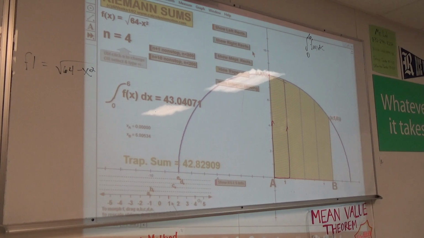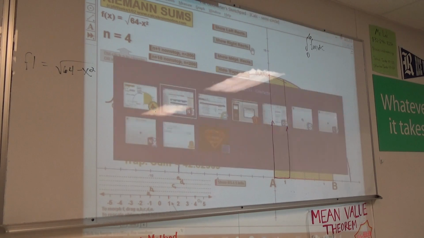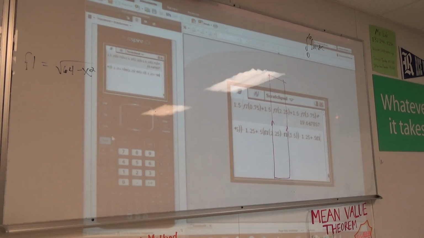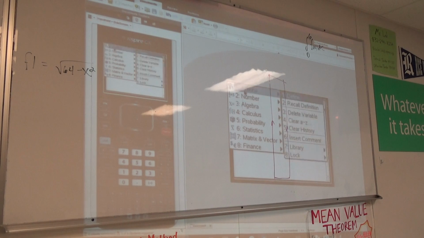And Rami, are you good with staying back there, or do you want me to rotate somebody else? It's the midpoint method. That's when there's an overestimate and an underestimate, and they cancel out.